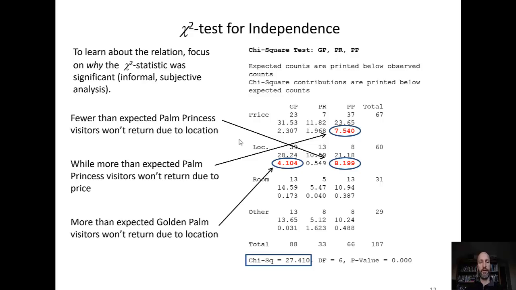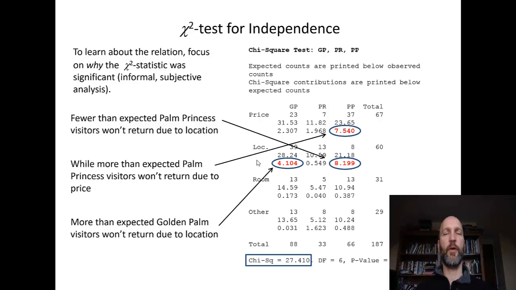The other contributor is not quite as significant as the others, but basically we're looking at the Golden Palm and location. We expected 28 and we observed 39. So this says that people are not real happy about the location. Now there's not much the management can do about the location, but there are other things maybe they could do to make it more attractive, reduce the cost or other things like that.